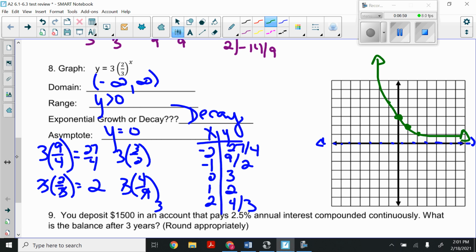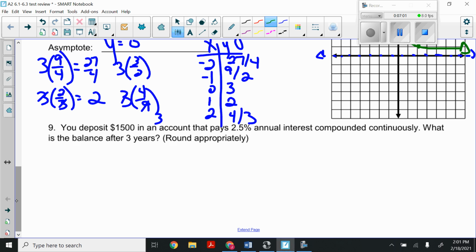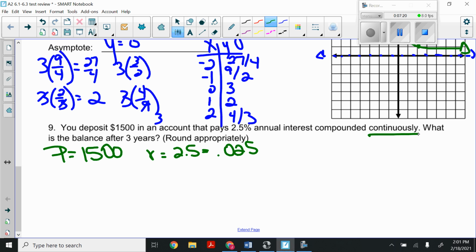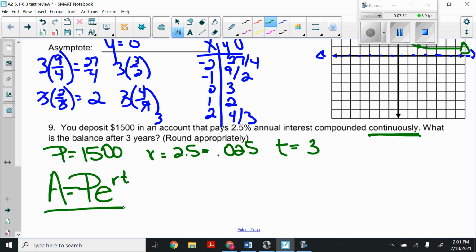And number 9. You deposit $1,500 in an account that pays 2.5% annual interest compounded continuously. What is the balance after 3 years? So my principal, my initial investment, $1,500. My interest rate is 2.5, but as a decimal, 0.025. Continuously, okay? Time is 3 years. So this is the function, or the equation, A equals P times e to the rt power. Anytime they say continuously, this is the equation that we use.